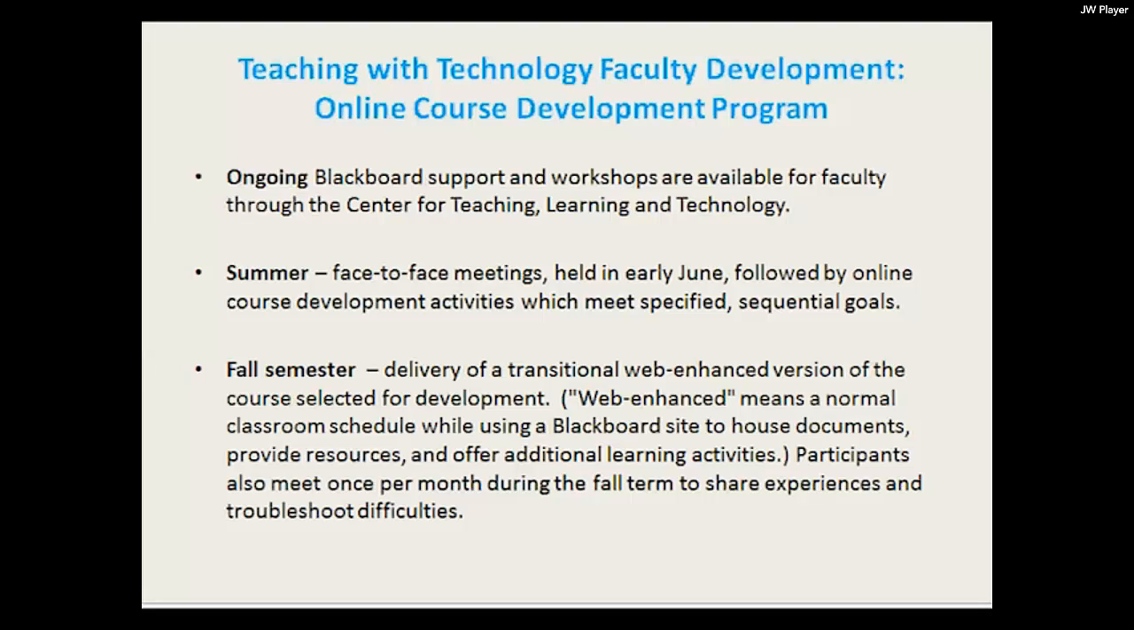Level 1 for the summer is face-to-face meetings held in early June, followed by online course development activities, which meet specified sequential goals. The fall semester, delivery of a transitional web-enhanced version of the course selected for development. Web-enhanced means a normal classroom schedule while using the Blackboard site to house documents, provide resources, and other additional learning activities. Participants also meet once per month during the fall term and share experiences and troubleshoot difficulties.